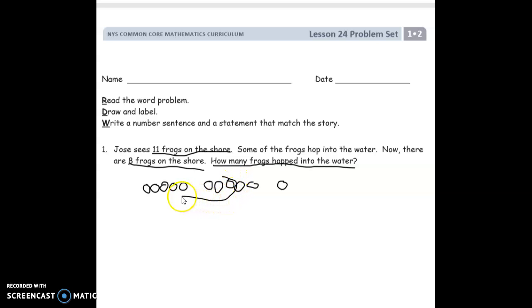Circle 8 of your frogs. And those are the ones that are on the shore. Let's put an S for shore. The rest are in the water. Let's put a W for water. I'll give you a minute to catch up.